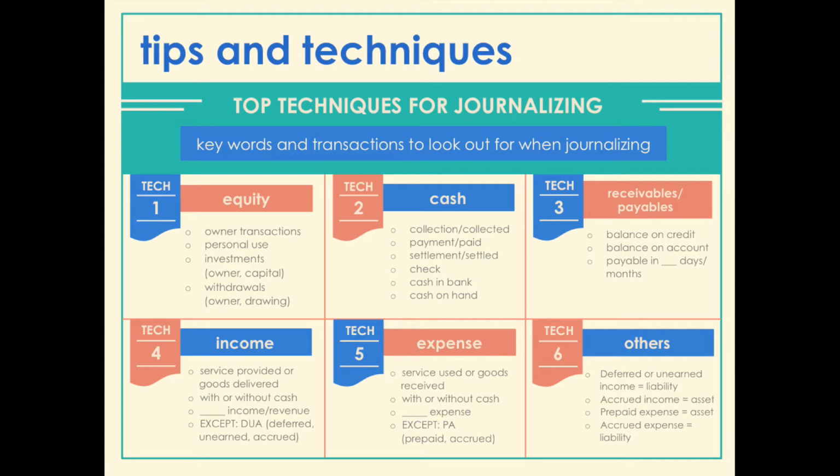Third is receivables and payables. When transactions are made with terms where there is a balance or an unpaid portion, the company may have a receivable if the company will be the one collecting the cash in the future, or a payable if the company is the one who owes the money. There are also variations. You may see on credit, on account, payable in how many days or months. These would all indicate a receivable or a payable.